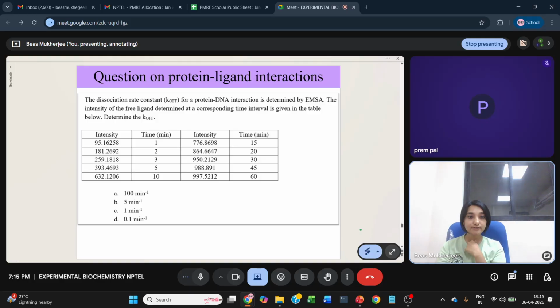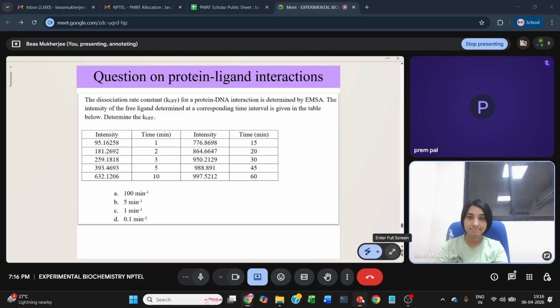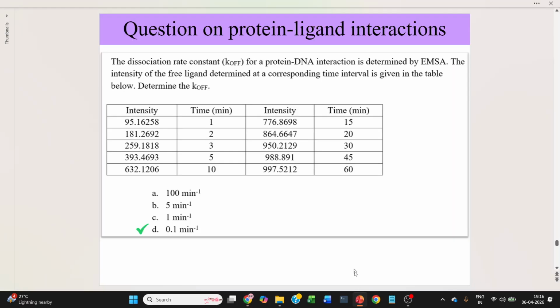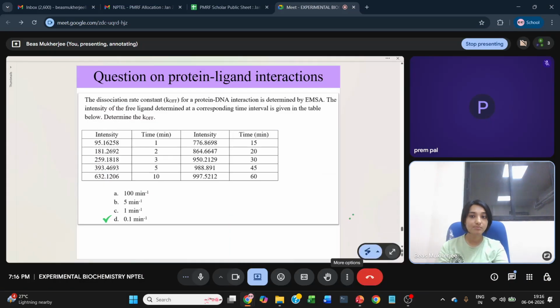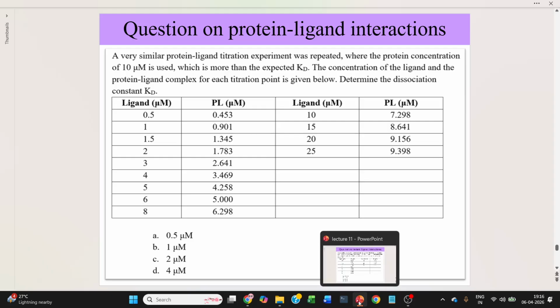I naught is not given, but I value is given. So in every minute, how much intensity is decreasing? That way we can calculate. K off is basically 0.1 per minute. Okay. Right. So now we have another one.